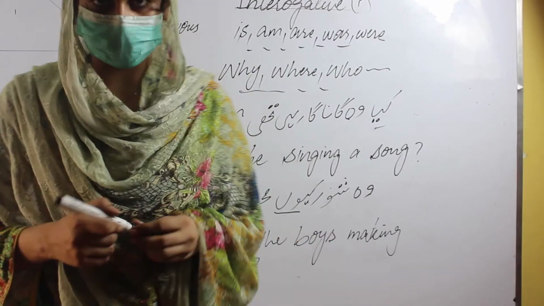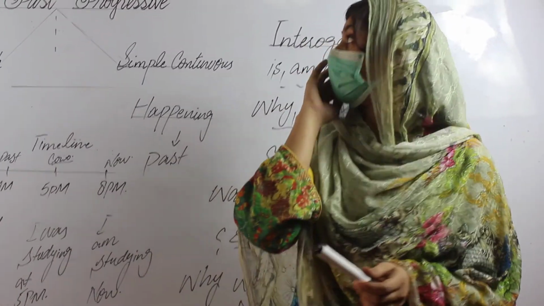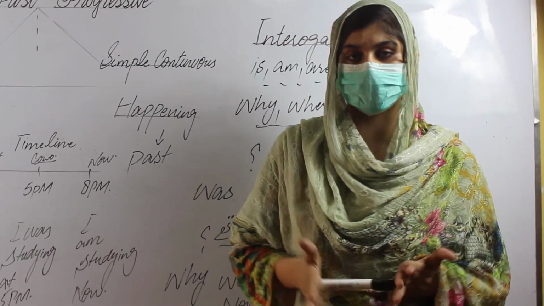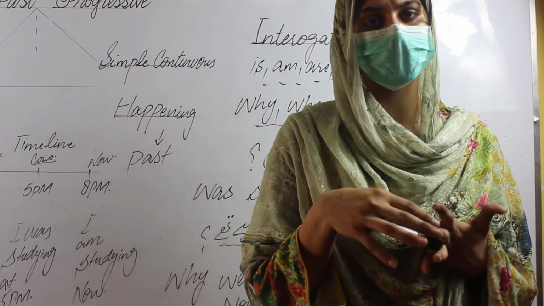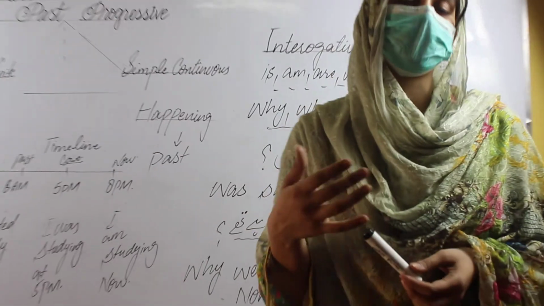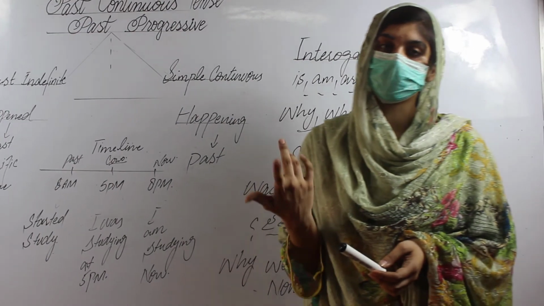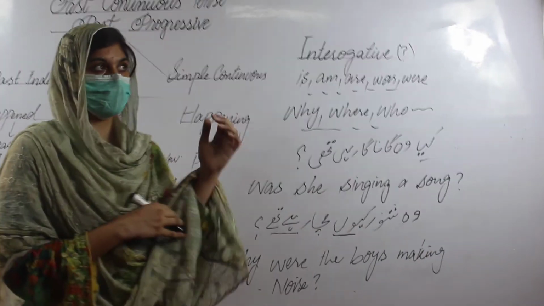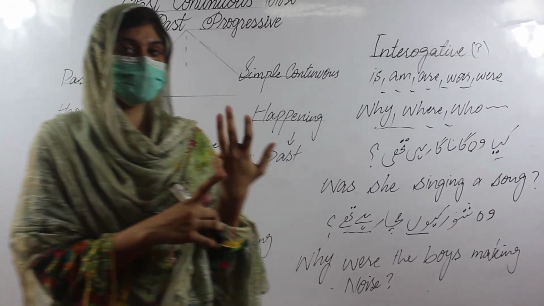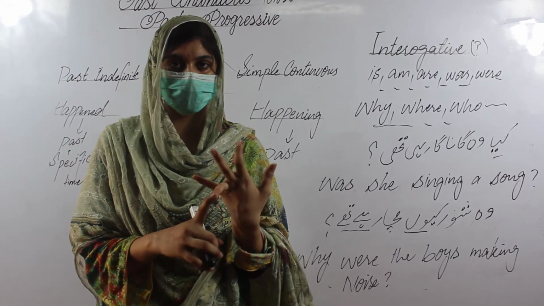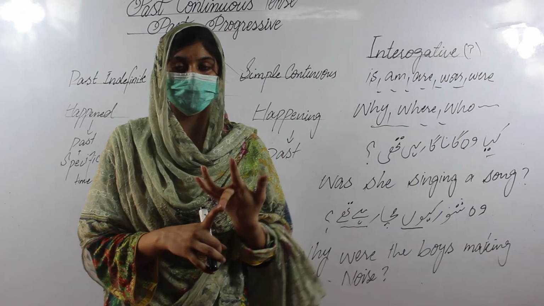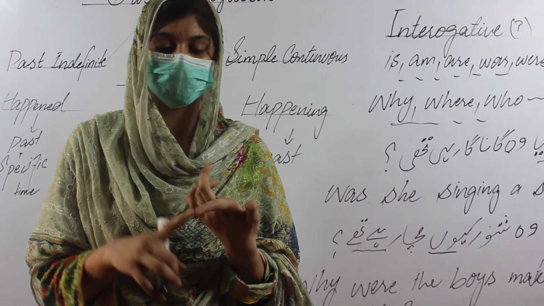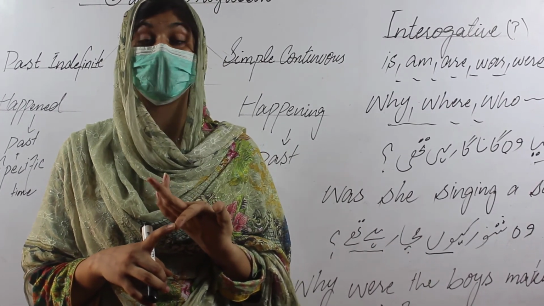This is the description of the past continuous tense, the past progressive tense. We did about how we can guess this one is a past one, how it's different from the simple past, and how we can judge that this one is a continuous one. So we did the identification. We have raha tha, rahi thi. The helping verb we have is was, which we use with he, she, it, I. We use the plural verb were with you, we and they.